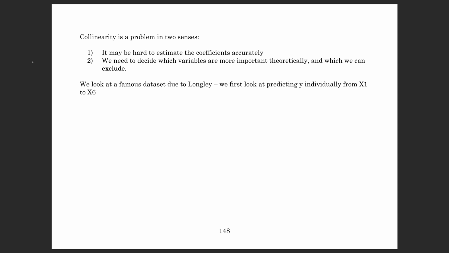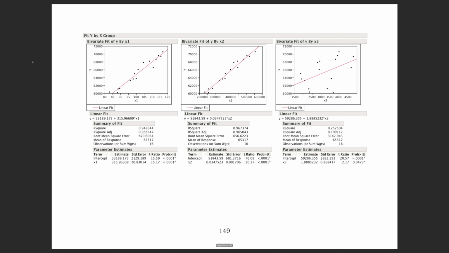So let's have a look at this data set. Let's first of all look at each of the x's individually. In the past, and not just in the past, some people think that if I have many x's and I'm trying to decide which ones to put into my model, what I should do is first of all look at each of the x's to decide which ones to put in together. And this turns out to be a very bad idea. This data set also illustrates that point very well.